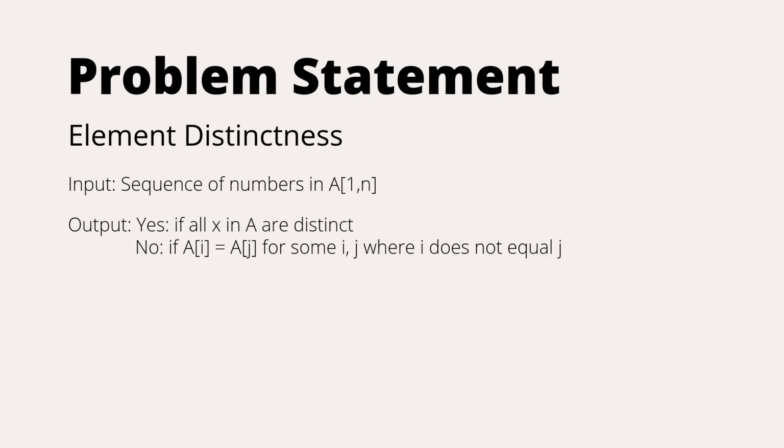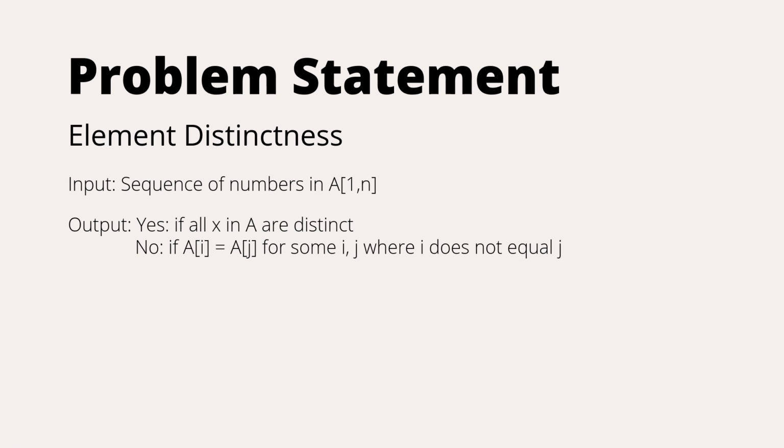The problem statement. Element distinctness is when you give me a sequence of numbers, let's say an integer array or a number array. We'll call that sequence A. And I will give you back yes or no. You give me an array, I'll give you back true or false, yes or no. I'll give you yes if every single element in A is distinct. There are no duplicates. I will give you no if any of the elements are repeated.